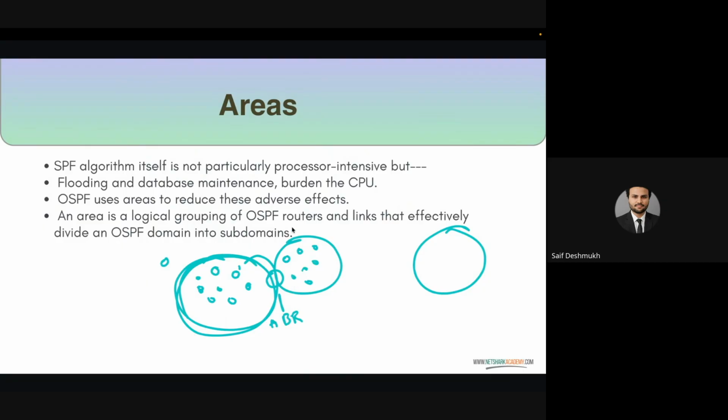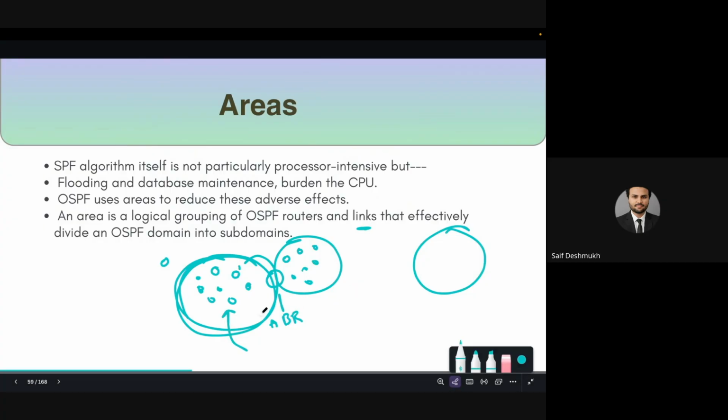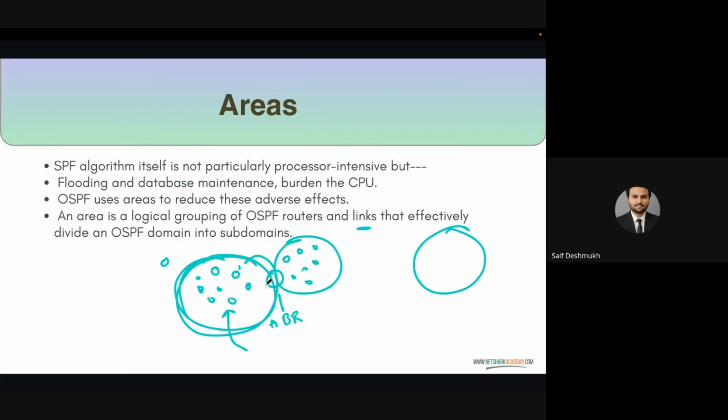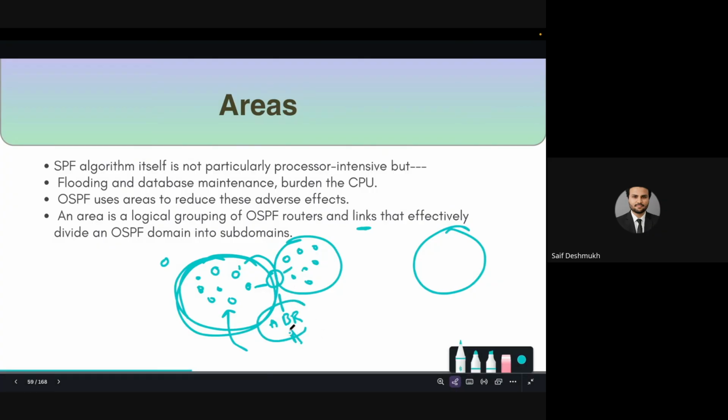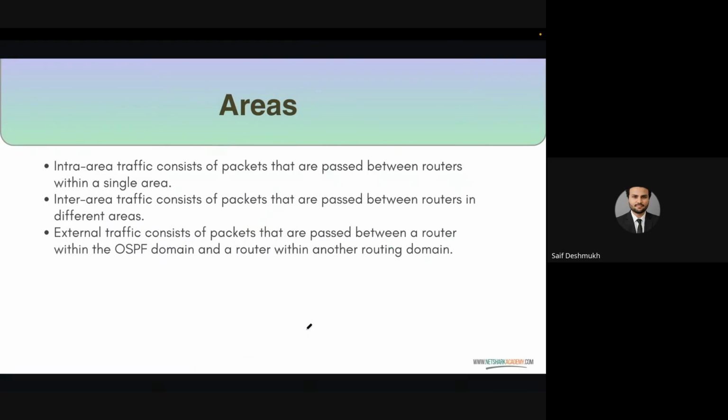By definition, an area is simply a logical grouping of OSPF routers, or I would say links, because a whole router can be part of an area, but a router can also be part of multiple areas. This is especially true of the border router, the area border router.